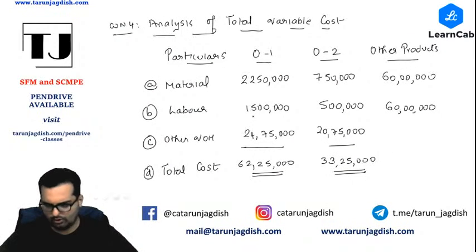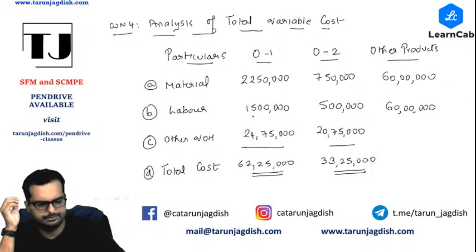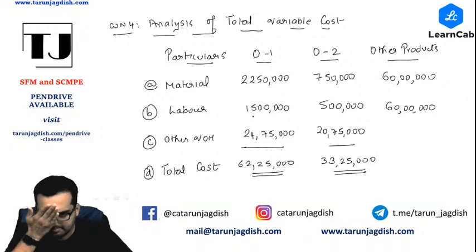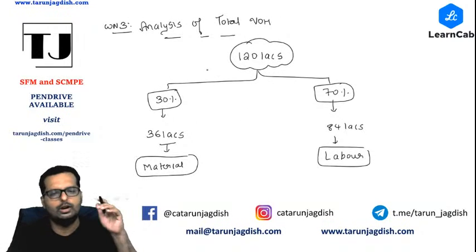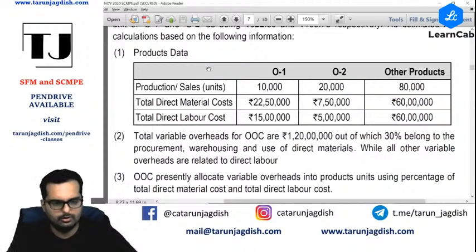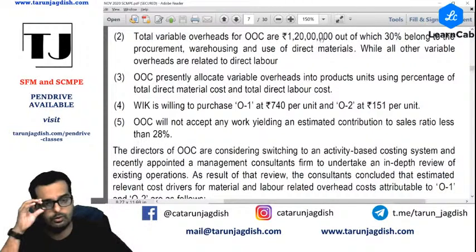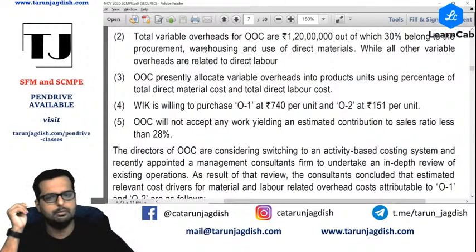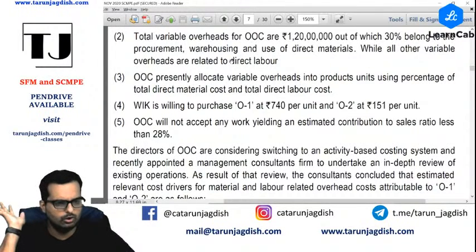Alright friends, I believe you are all done with this part. Can I now go to the next part, friends? Okay, I'll go to the next part now. Here we got out of 120 lakhs, 36 lakhs is pertaining to material and 84 lakh is pertaining to labor. Okay, let's read that part once again. Total variable overheads of OOC is 120 lakhs. 30%, belongs to procurement, while all the other variable overheads are related to labor.